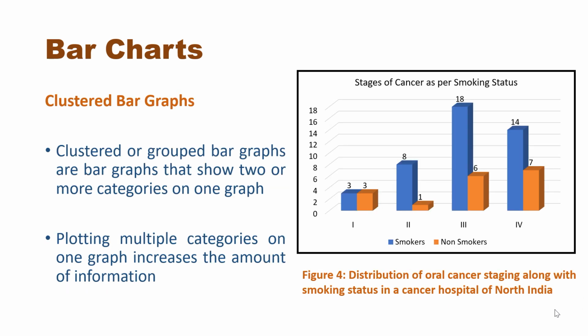Next is clustered bar graph. Clustered or grouped bar graphs are bar graphs that show 2 or more categories on one graph. Plotting multiple categories on one graph increases the amount of information.